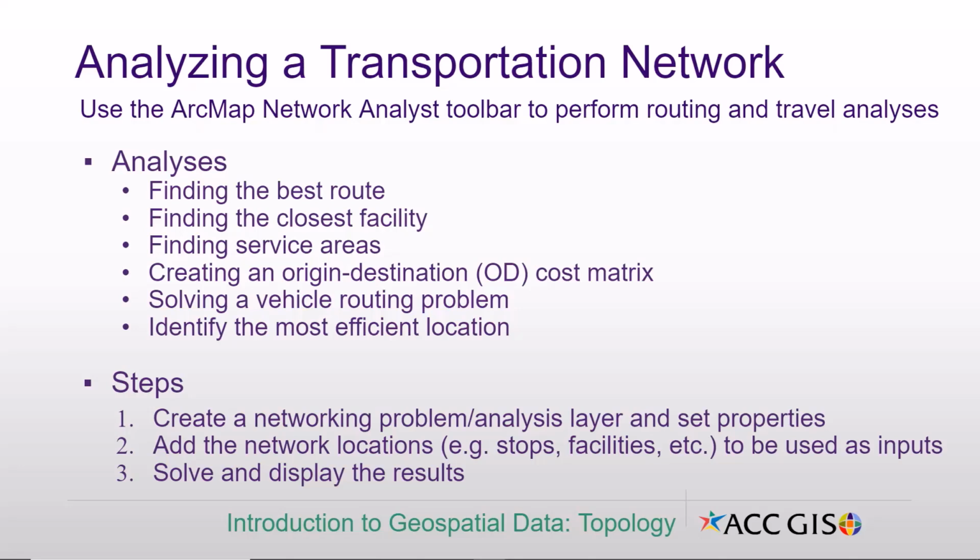The three steps we utilize to analyze a transportation network are first to create a network problem or analysis layer and set the properties for it. Then you add the network locations to be used as inputs. And last, you solve and display the results. So for example, finding the best route, you would create a routing problem or analysis layer and set any properties. Maybe, for example, you're restricting it to only hazardous material routes. Then you would add the network locations, for example, your beginning location and your ending location, and then you would solve and display the results.